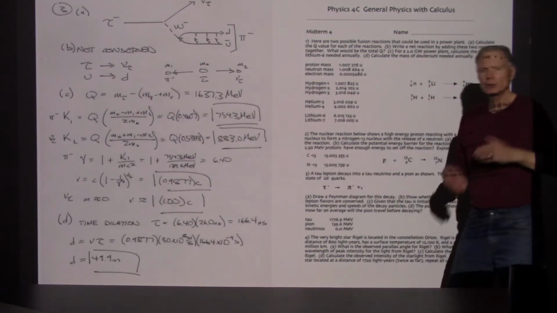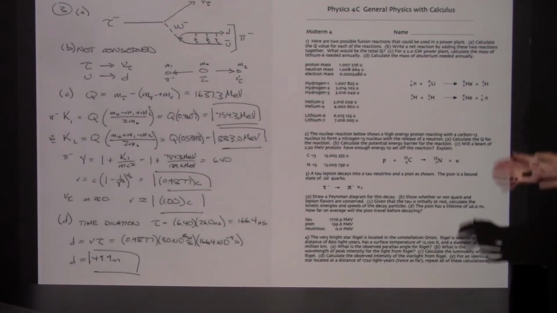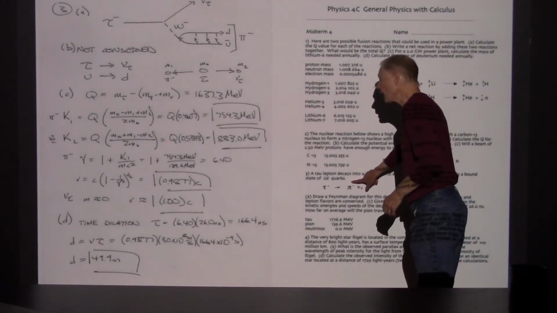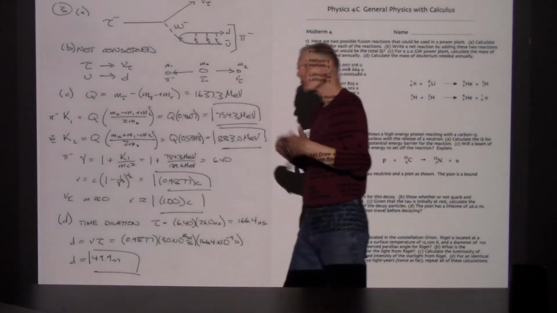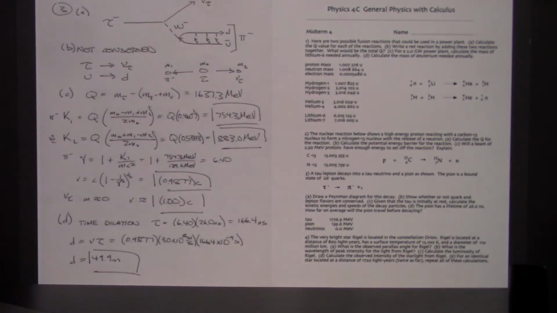Now, as you get heavier and heavier, typically there are more and more options for decay, and that's true for the tau lepton. So there's 20 or 30 different ways the tau lepton can decay, and it does turn out that decaying into a pion is one of the prominent ones. It's probably 10% of the time or so it's decaying into a charged pion and a neutrino.